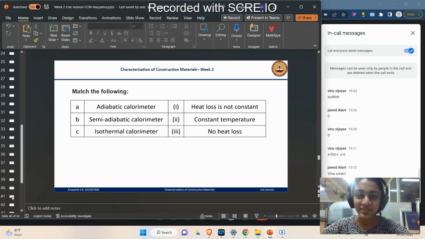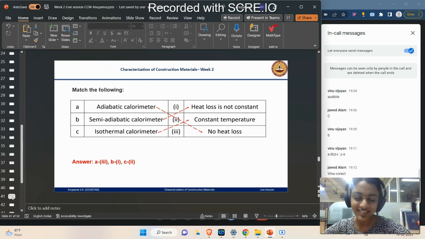Okay, so let's move to the correct answer. A3, B1, and C2. Yes, Vinu is correct and hence Javed is correct as well. So, adiabatic calorimeter, there is no heat loss. That's what we were telling. The heat is kept as a constant in adiabatic. In the case of semi adiabatic, that's not the case. Heat loss is not a constant, there is a heat loss.